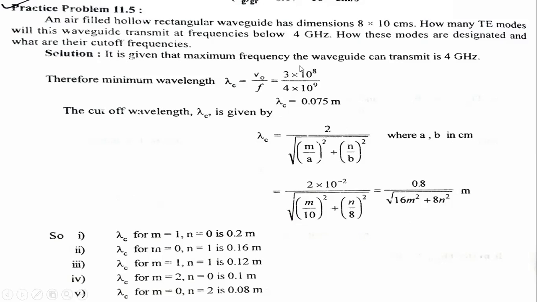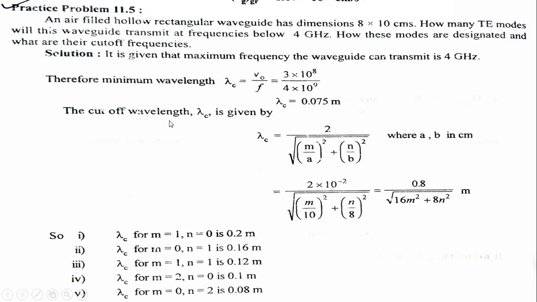It is given that the maximum frequency the waveguide can transmit is 4 gigahertz, as mentioned clearly in the numerical. Secondly, for the minimum wavelength, lambda 0 is v0 by f. What is v0? Velocity of light is nothing but 3 into 10 to the power 8, and the frequency is 4 gigahertz. Simplifying, you will get 0.075 meters, already converted into meters.